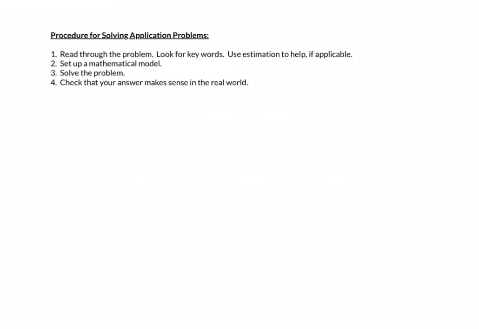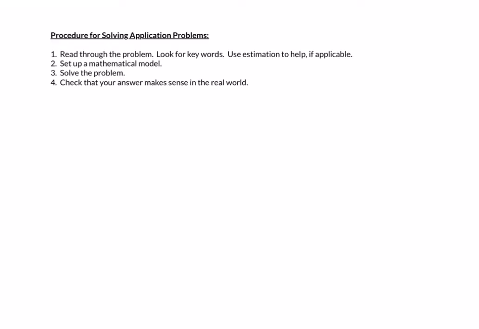Let's start off with our procedure. The first thing we want to do is read through the problem and look for key words or terms or phrases that tell us whether we're going to be multiplying or dividing. For problems involving mixed numbers, estimation may help you determine not only an appropriate answer, but which operation to work with. From there, we want to set up a mathematical model. We're going to solve the problem, and finally, check that your answer makes sense in the context of the real world.